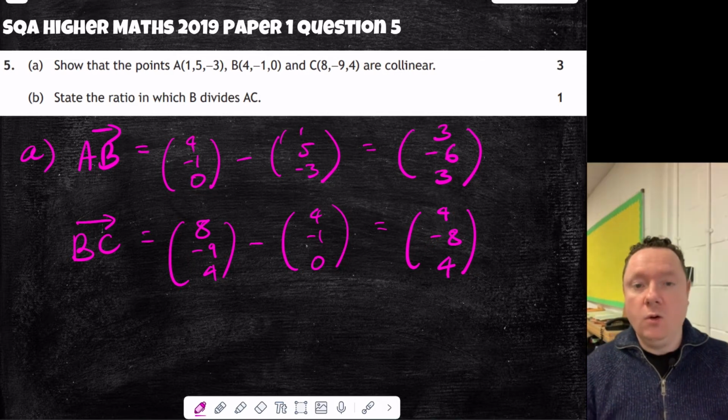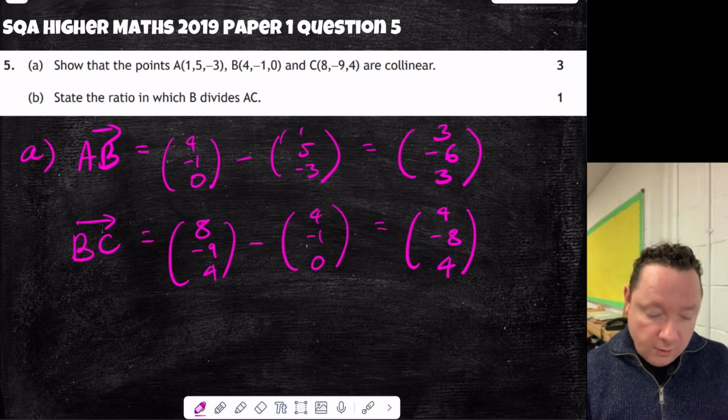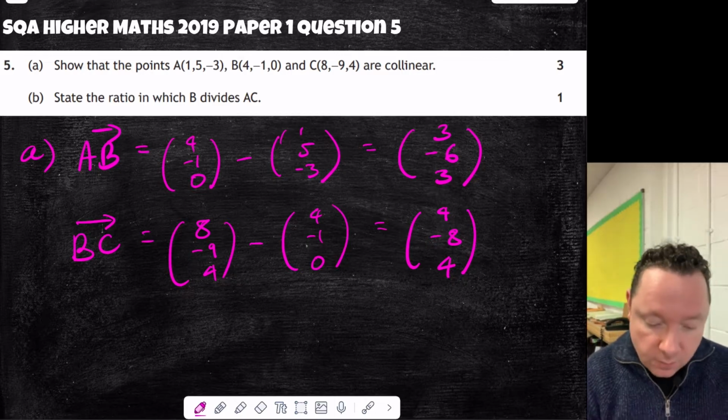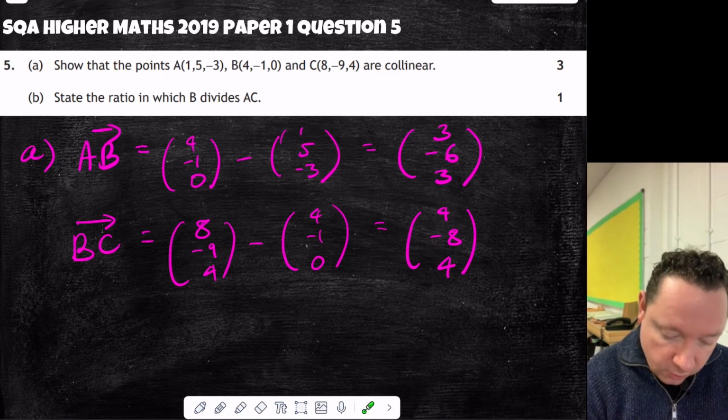Now, to show that they are collinear, we need to show that these two vectors are parallel. How do we do that? Well, all you have to do is show that you can times one to get the other. So if we just compare each element in turn, we do that divided by that, and that divided by that, and make sure we get the same answer.